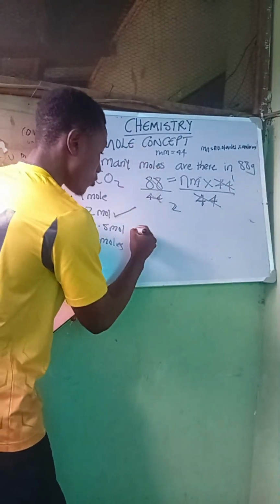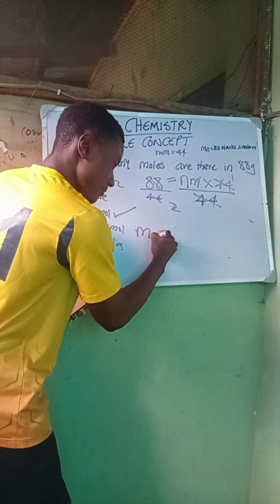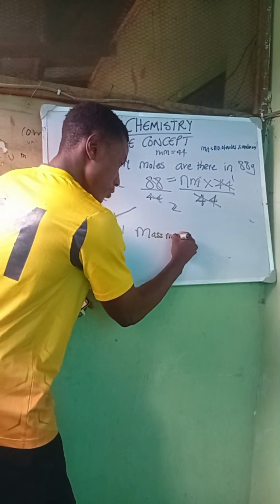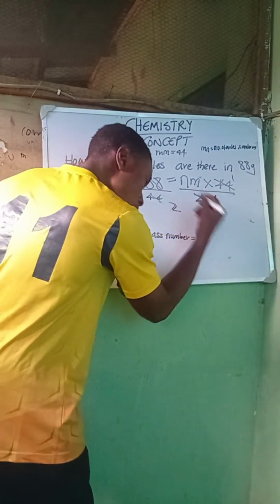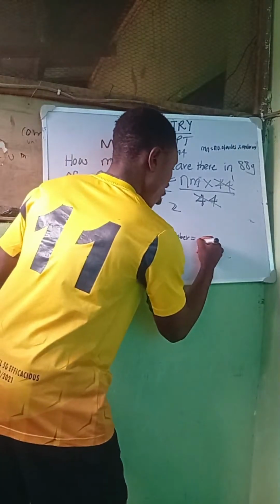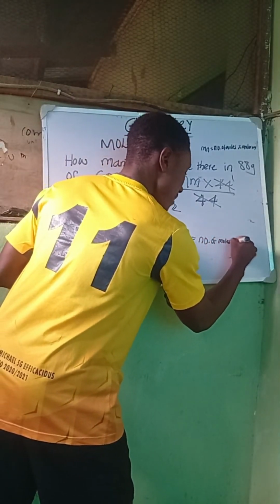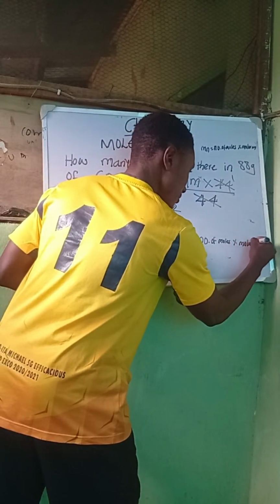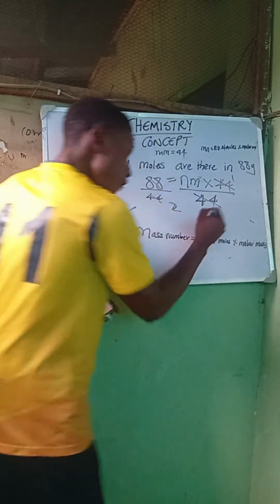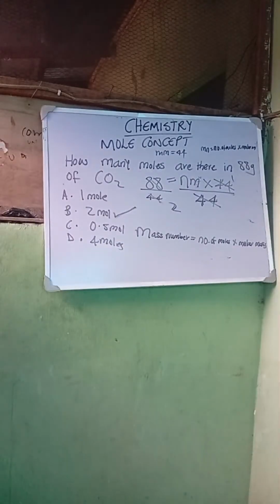The formula is: mass number equals number of moles times molar mass. If you know this formula, you will be able to solve any question that is based on moles calculation.